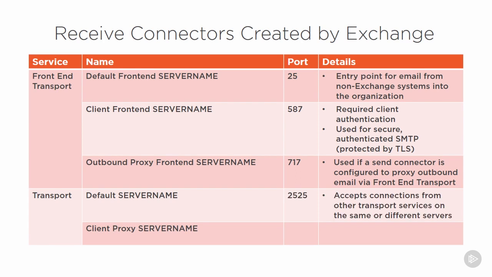On the transport service, the default connector listens on port 2525, and this connector accepts connections from other transport services on the same or on different servers. So that can be connections that have been proxied through the default front-end connector, from edge transport servers, from mailbox transport services, or from other transport services on other servers. Finally, the client proxy connector listens on port 465, and this connector accepts client connections that have been proxied by front-end services.